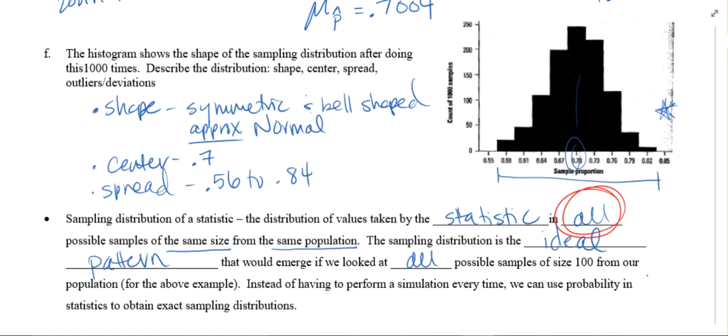This is what the sampling distribution is, and I would probably put this on a flashcard. This official definition comes up as multiple choice questions. It's the distribution of values taken by the statistic, whether you're talking about a proportion or a mean, in all possible samples. That's the key word there. Keep them the same size from the same population.